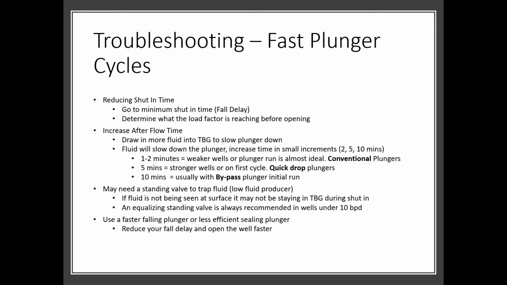You may need to add a standing valve to help with this, to retain the fluid within the tubing if your well is producing less than 10 barrels per day. And then swap to a faster falling plunger if needed. This may reduce your shut-in time between plunger trips.